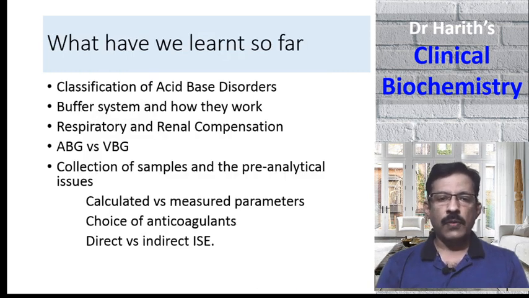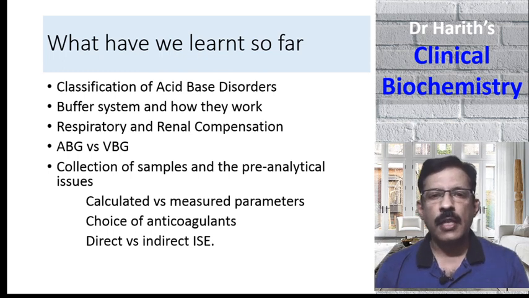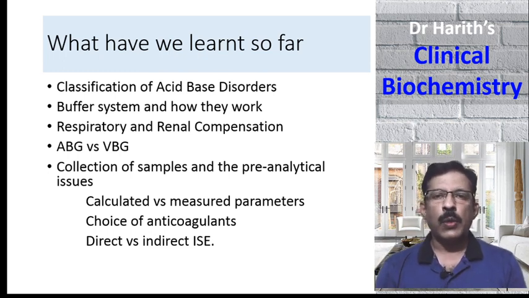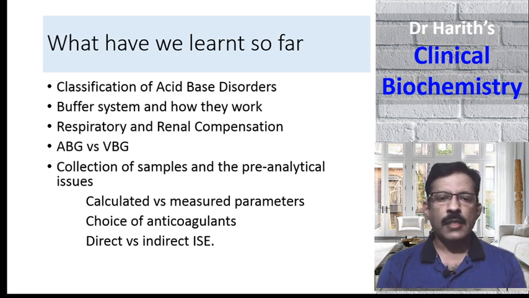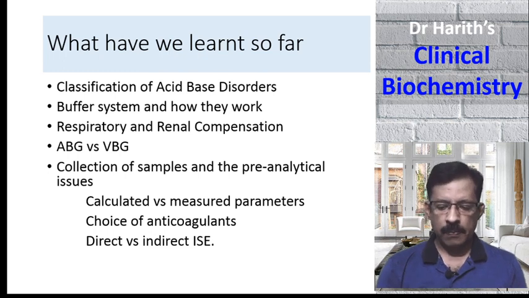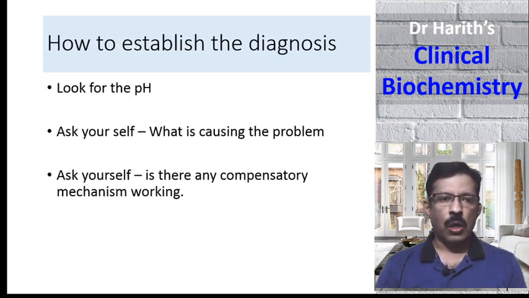Right. So carrying on with the series of acid-base homeostasis disorders, we discussed the classification of acid-base disorders, the buffer systems, the renal and respiratory compensations, the differences between arterial and venous blood gas analysis, the differences between direct and indirect ion sensitive electrodes, how a sample should be collected properly, what the pre-analytical errors are that occur during sample collection, and how they affect patient management. In the present lecture, we are going to understand how to interpret an ABG report and how to make a clinical diagnosis.